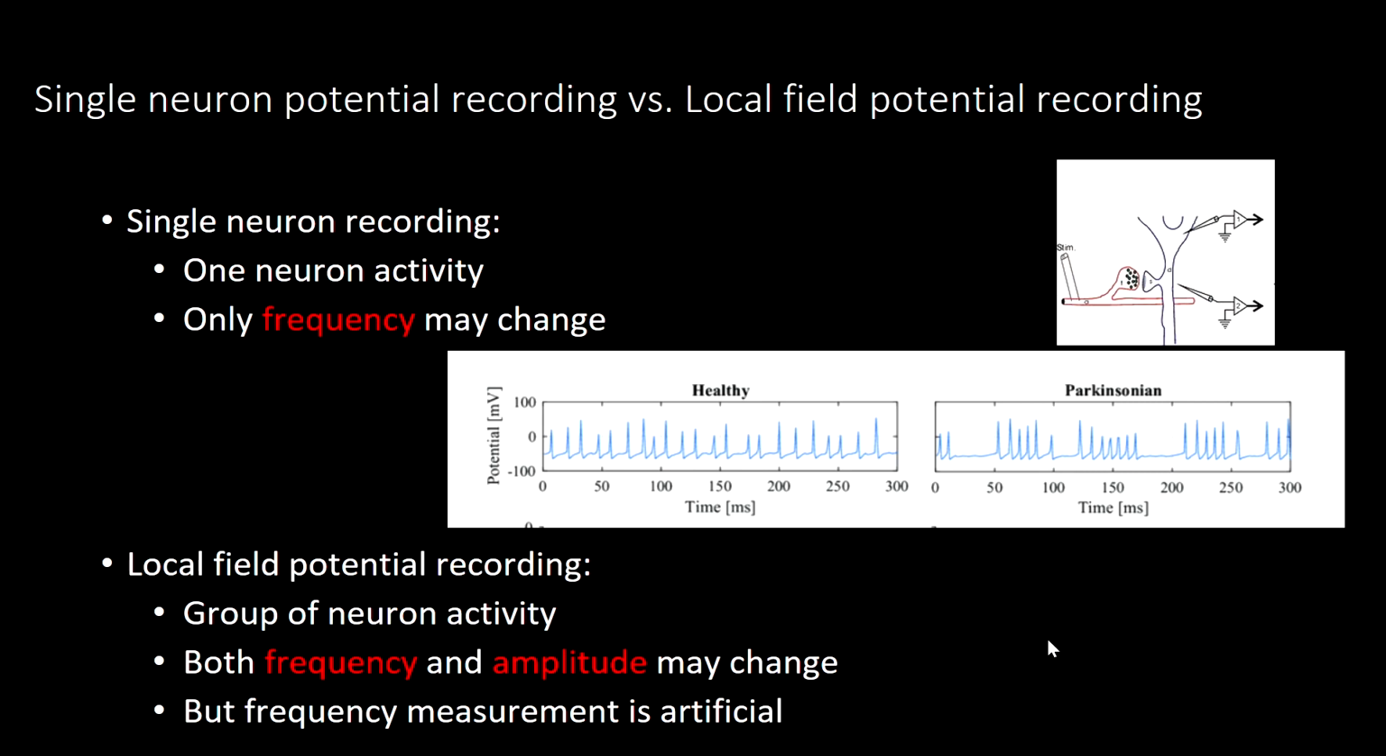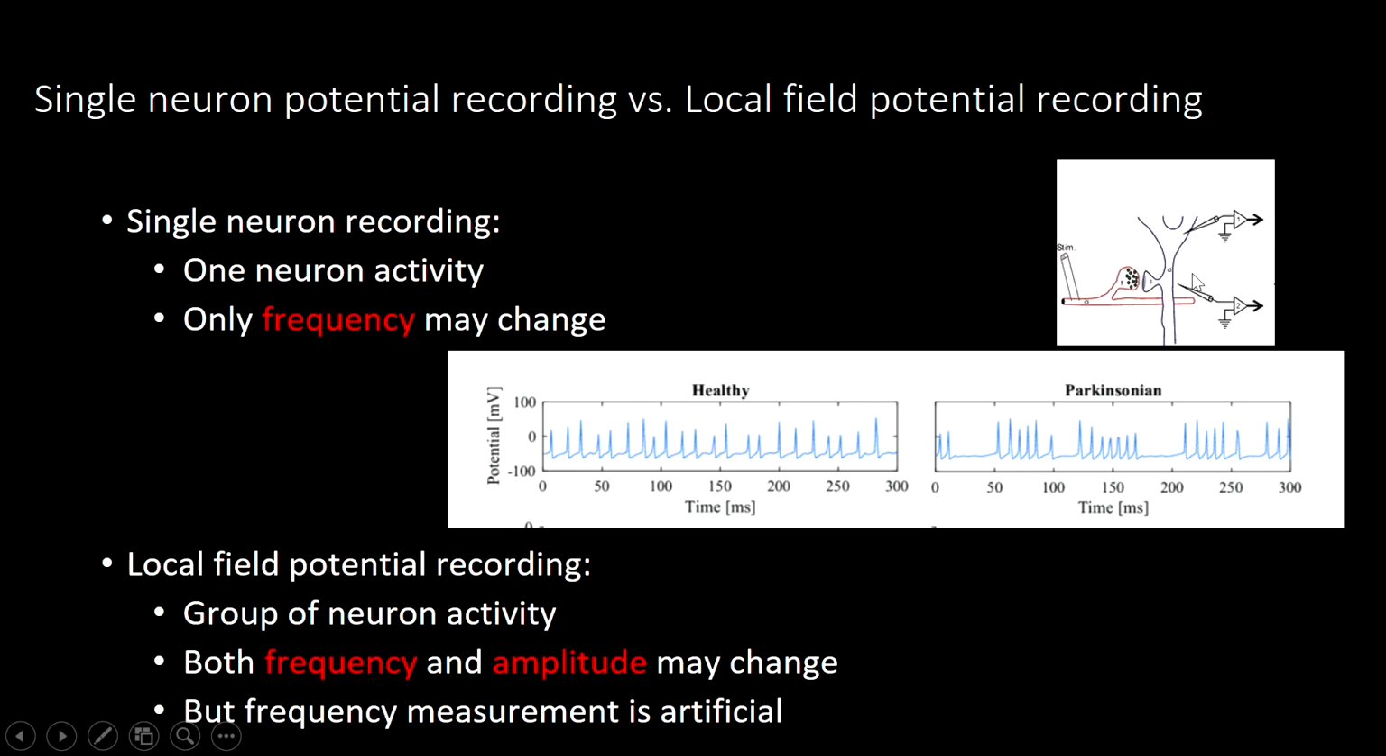Okay, now let's talk about how we're going to record neuron activities. There are two types of neuron activity recording. The first one is single neuron potential recording, which means you only record action potentials from one neuron. And there's local field potential recording, which means you record the activity of a group of neurons. For single neuron activity, you can only see the frequency change because for one neuron, the amplitude of the action potential never changes. It stays pretty much the same all the way, right? You can see the action potential is sometimes a little bit higher, sometimes lower, but it majorly maintains the same level.